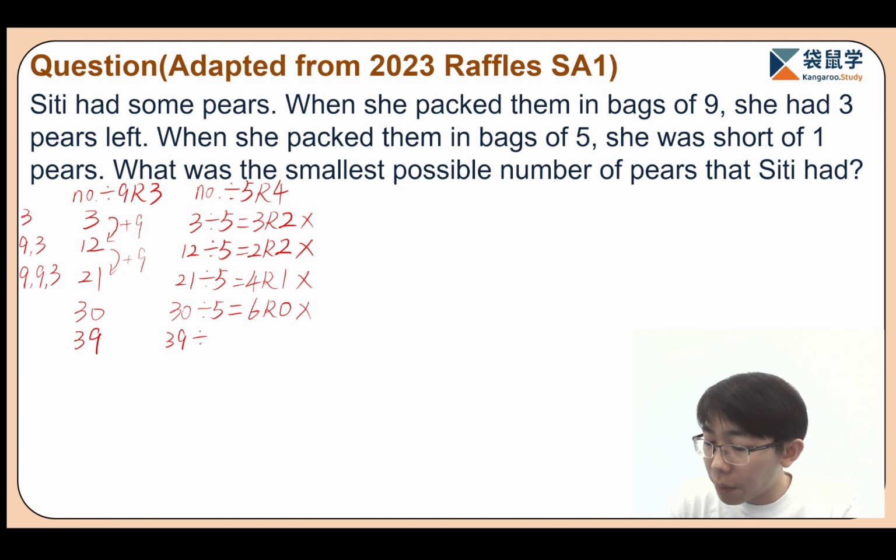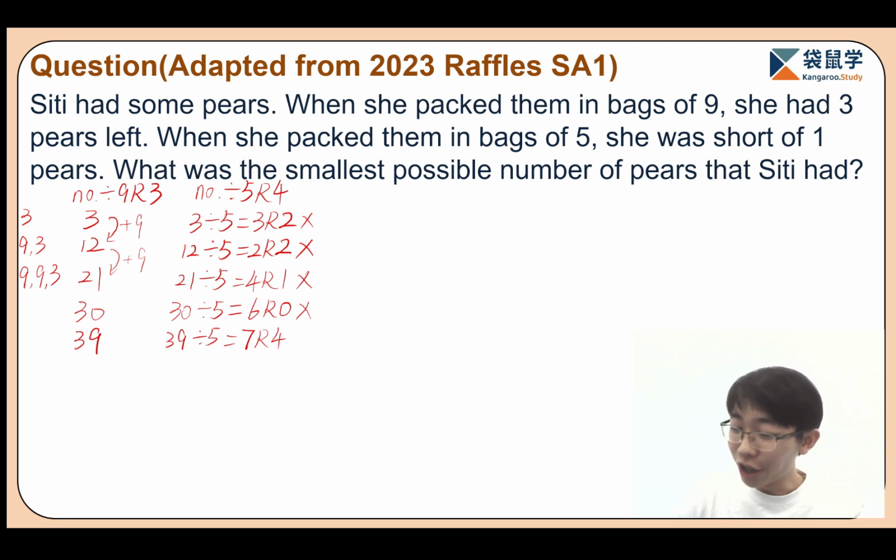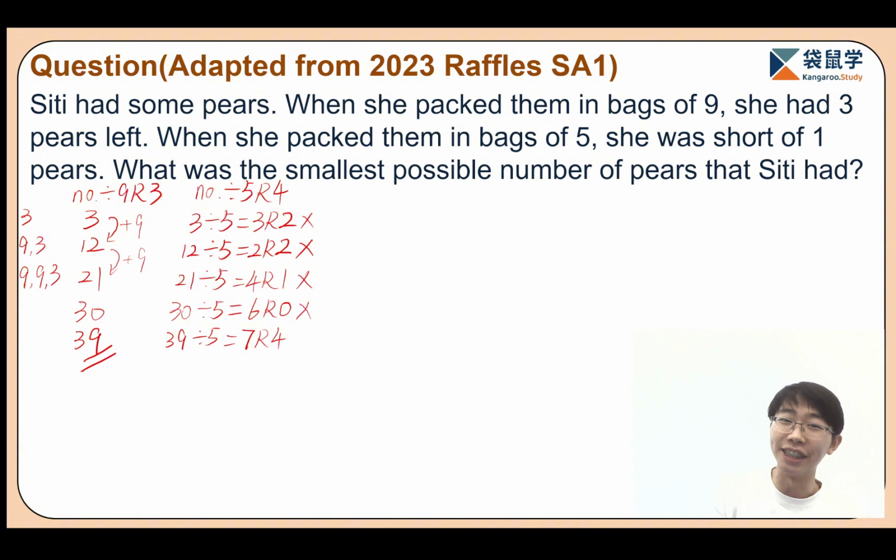39 when divided by 5, will it give us a remainder of 4? 39 divided by 5 equals 7 and the remainder is 4. Look at what we find out! So 39 is the first number that satisfies these two conditions, and it is the smallest number. That means 39 is the answer we want, and we find it out.